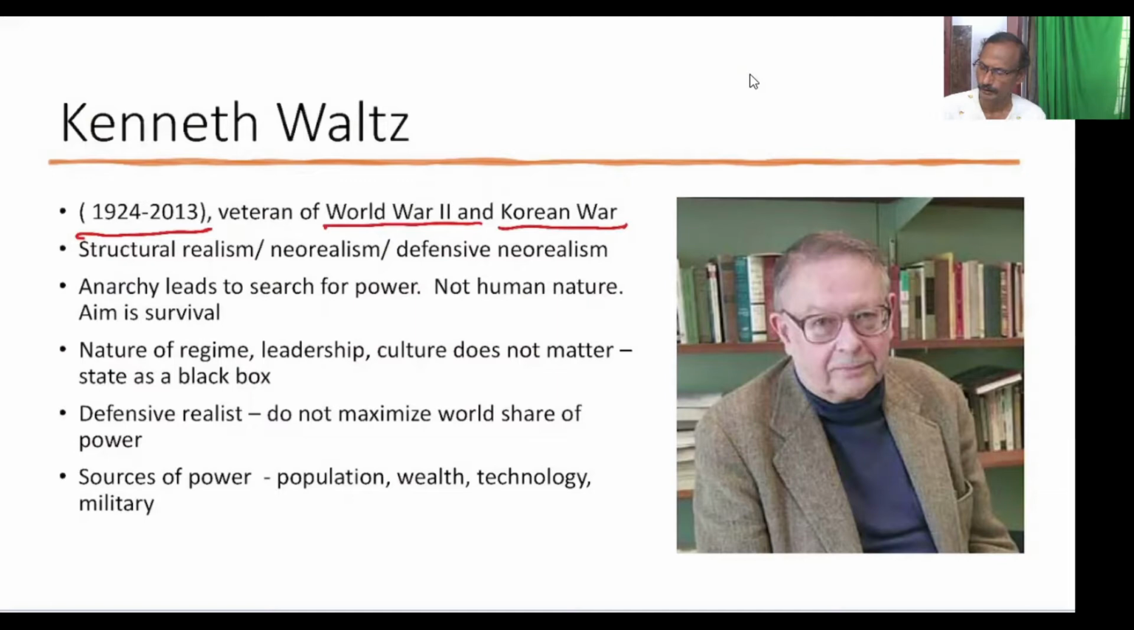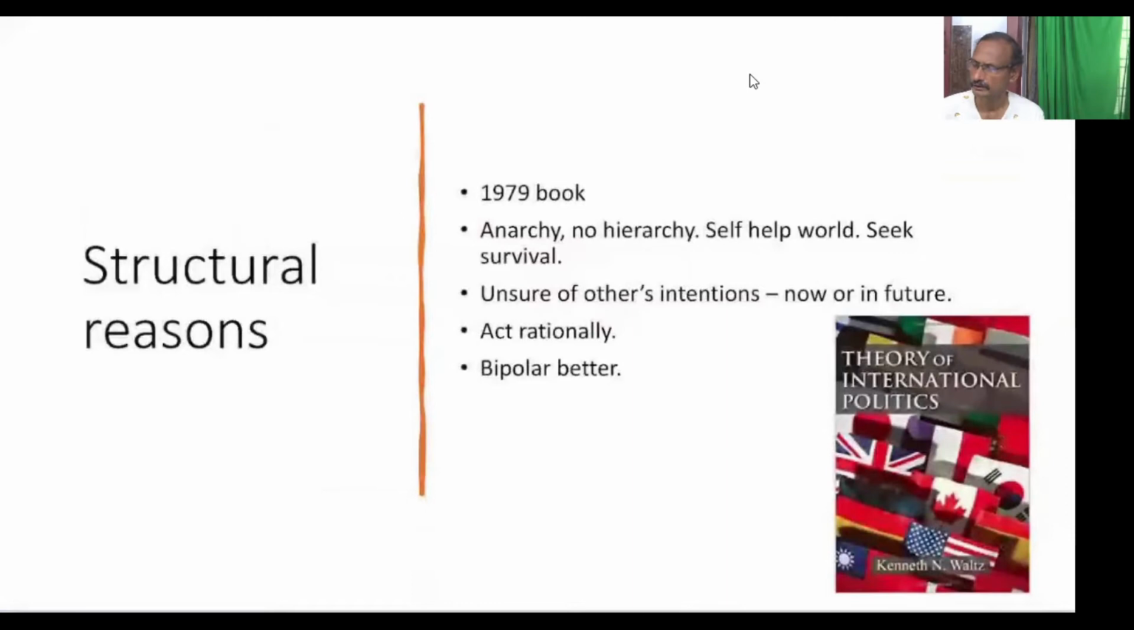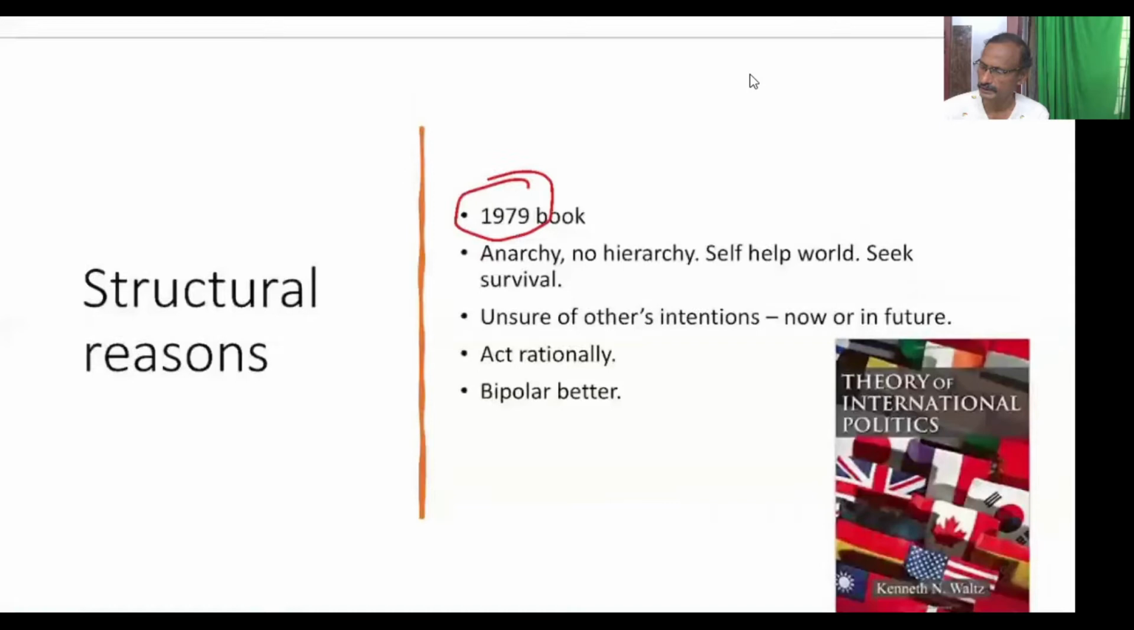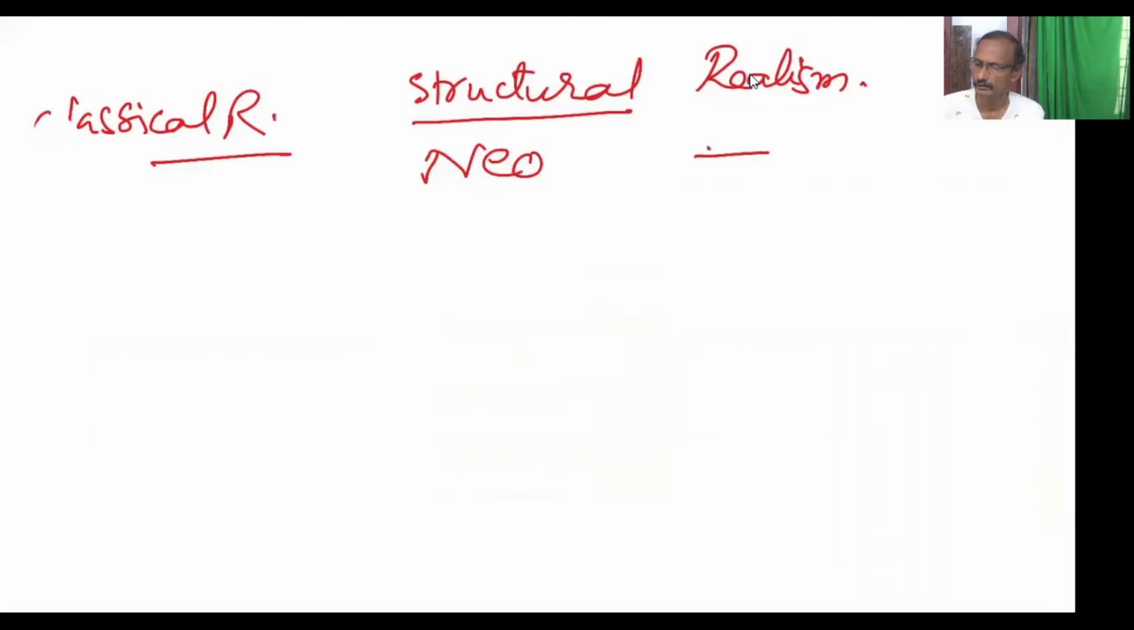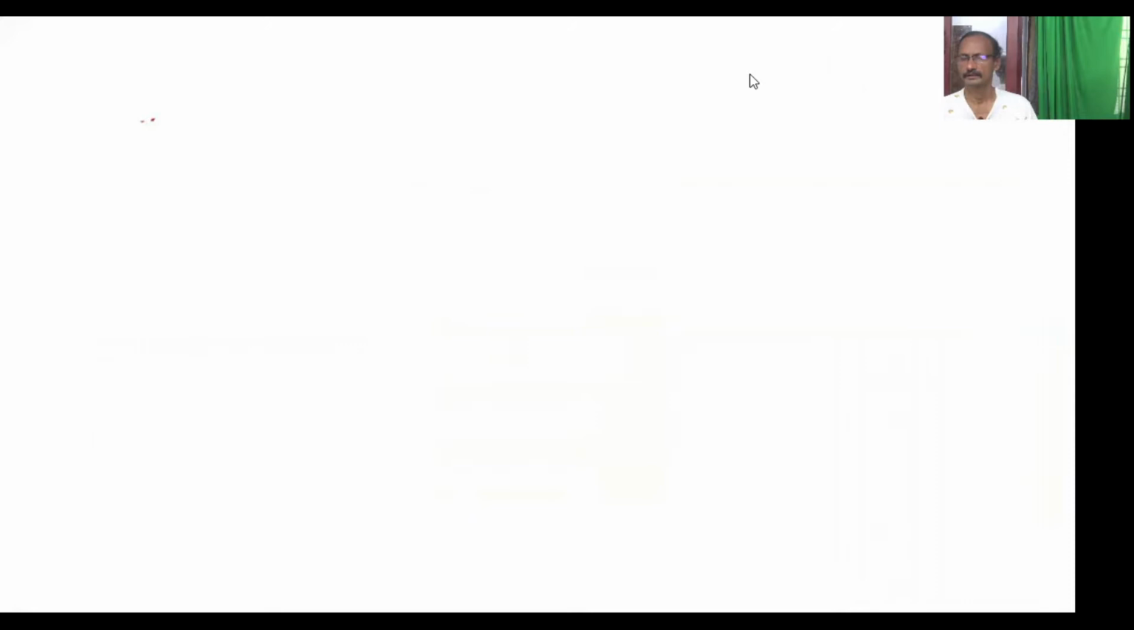And the book he wrote became a classic textbook. This came out in 1979, Theory of International Politics by Kenneth Waltz. Okay. What did he basically say in this? What are the main assumptions of the structural realism?